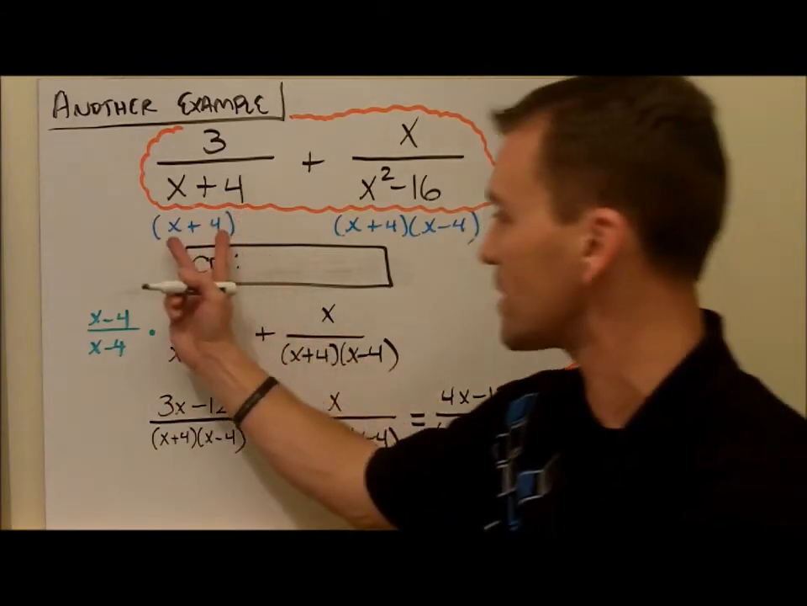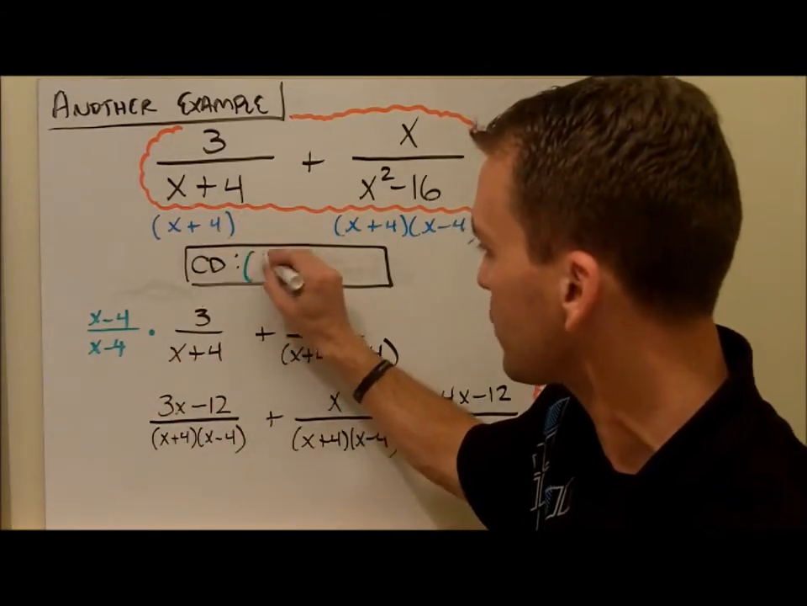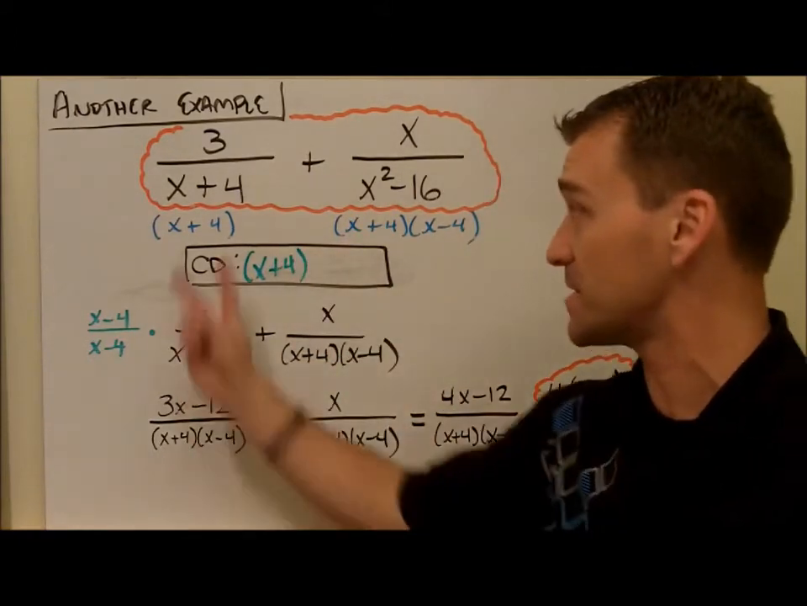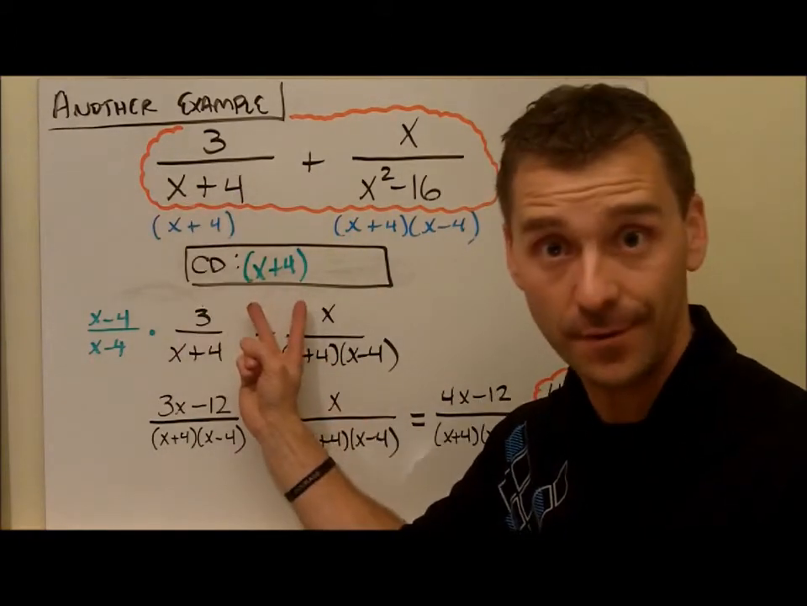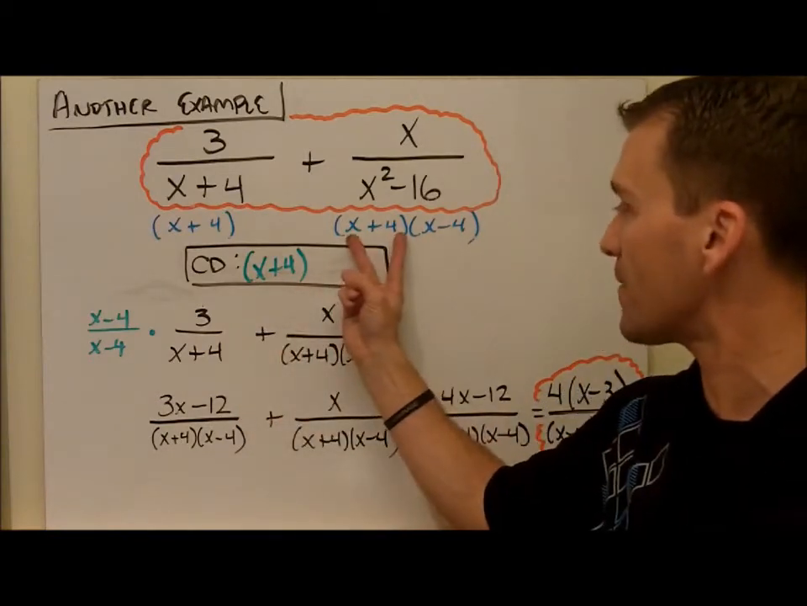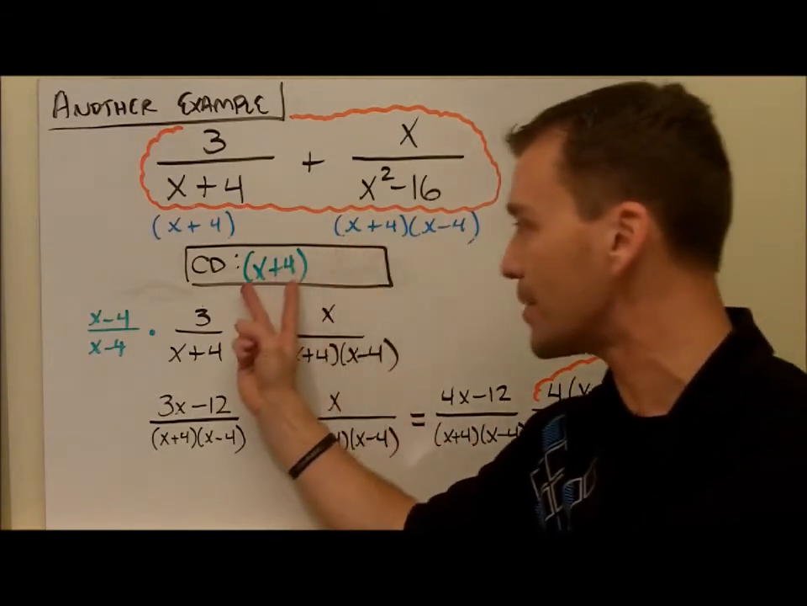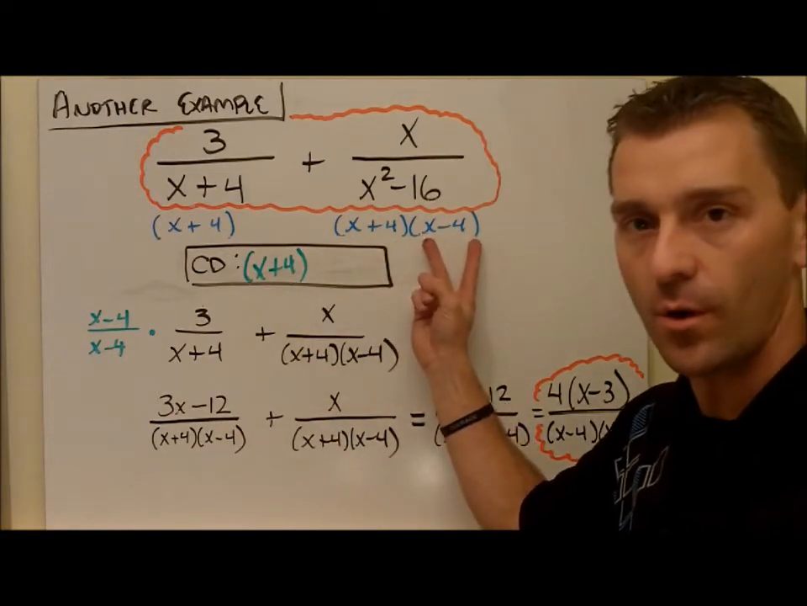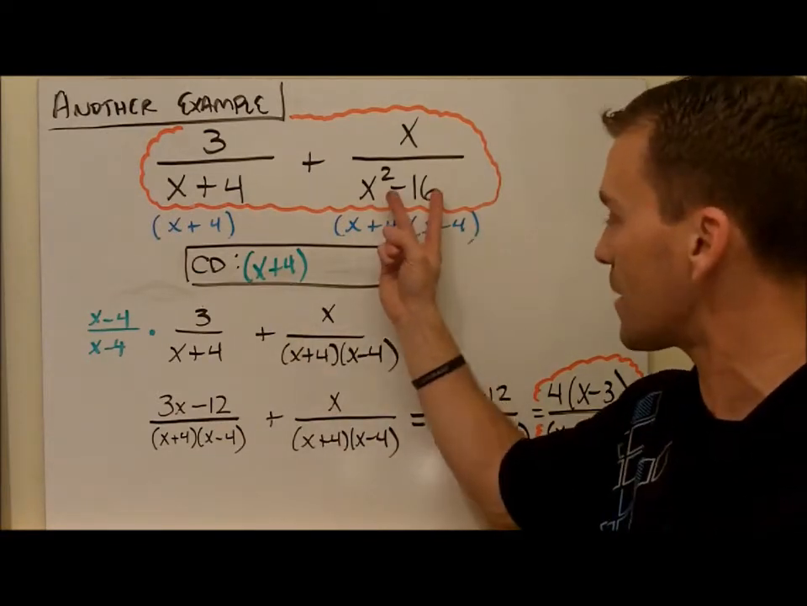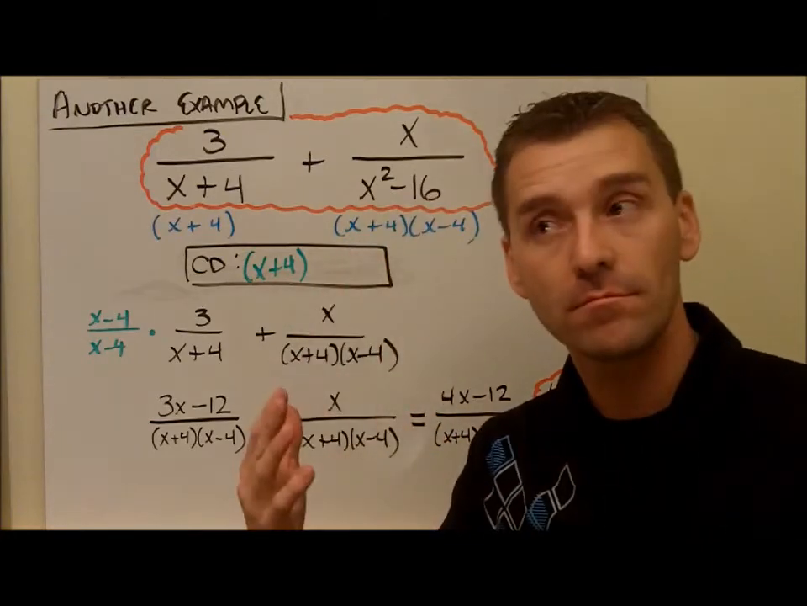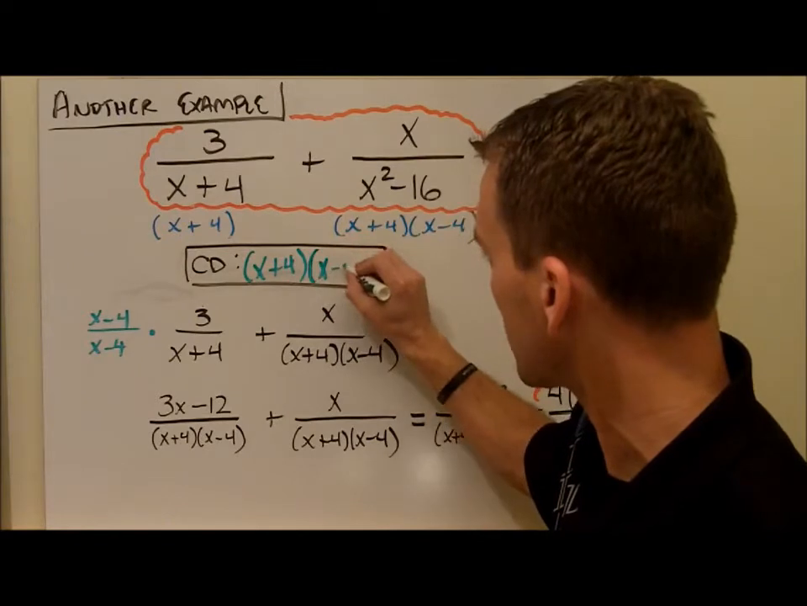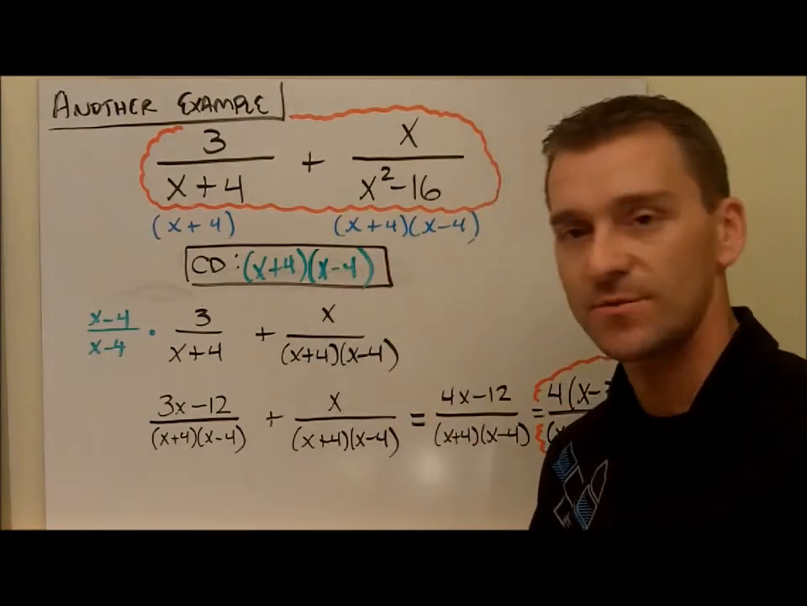So what I do is I'll start with this one. I know I'm going to need an x plus 4 in my common denominator, because if it's in this denominator, it's got to be in my common denominator. Over here, I have an x plus 4. Sweet, that's matched up. We're all good. But I am needing also an x minus 4, because it's in this denominator. It must be in my overall bigger common denominator. So this needs to go here too. So I have x plus 4 and x minus 4.